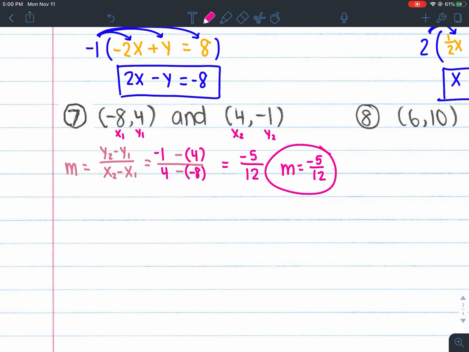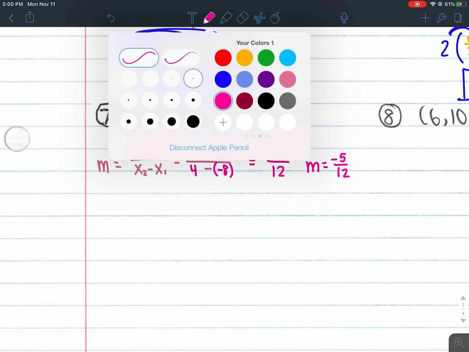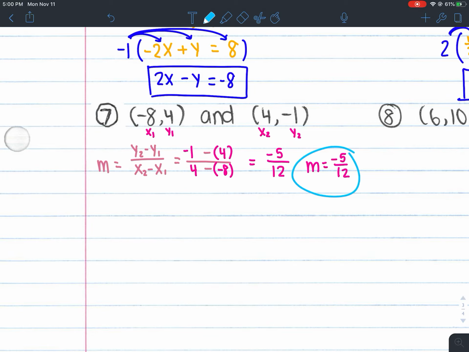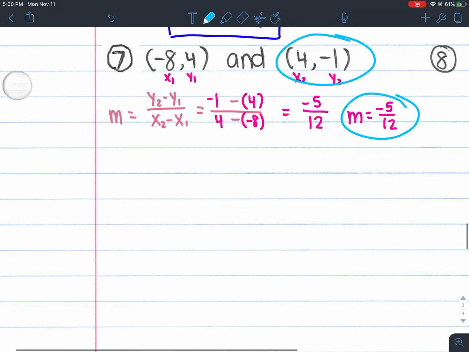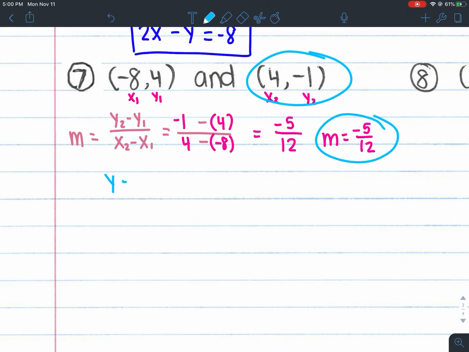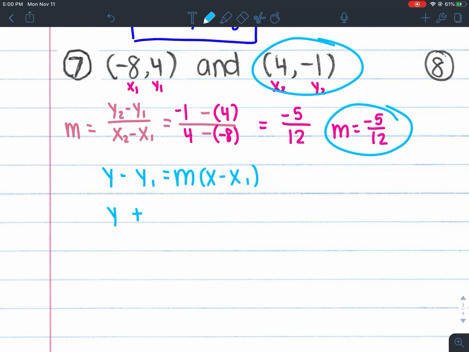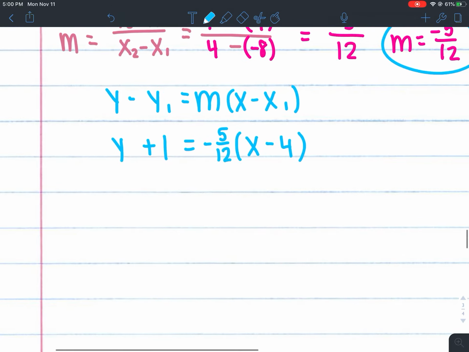Is this my answer? No. But we know that we need to put it in point-slope form, so I have a slope, and I just have to pick a point. It doesn't matter what point you pick. I'm going to pick the second one just because it's smaller numbers. So we want point-slope form. So let's plug in our information. Y plus 1 equals negative 5 over 12, x minus 4. And again, it does not matter what point you pick. Okay, so I just picked the second point, but I just plug in that information.